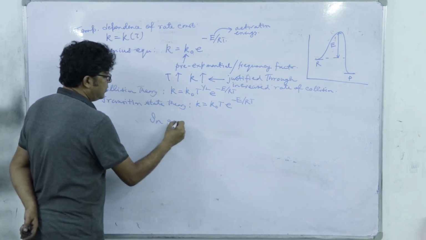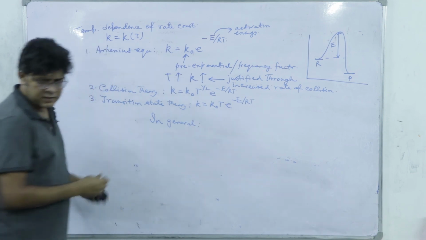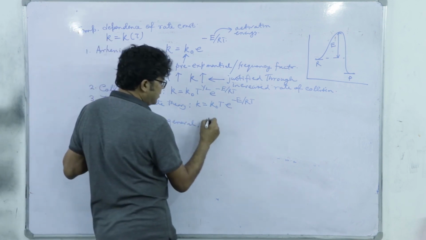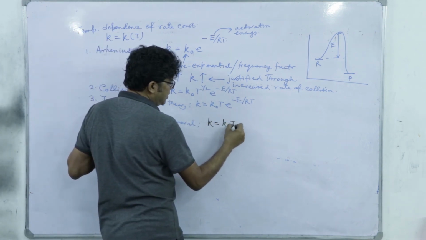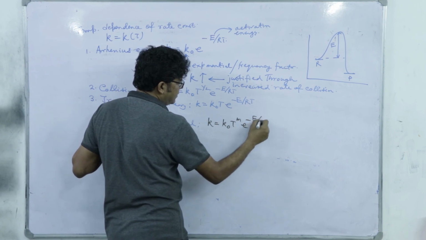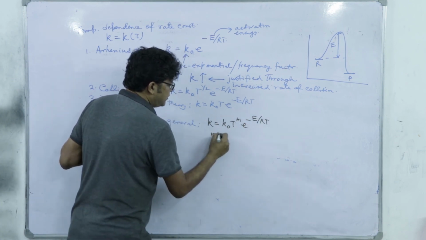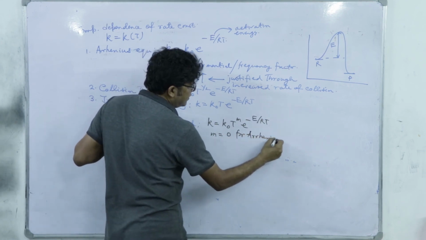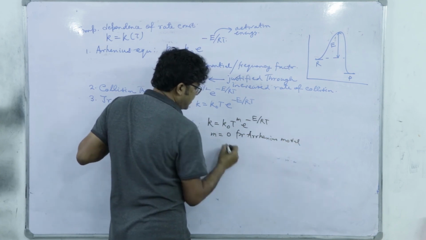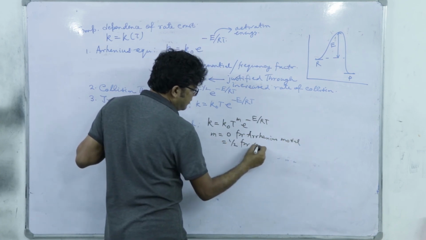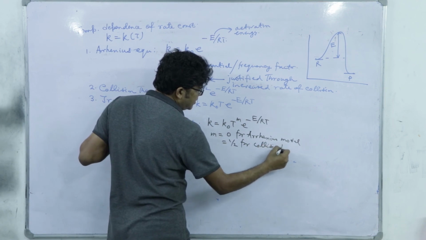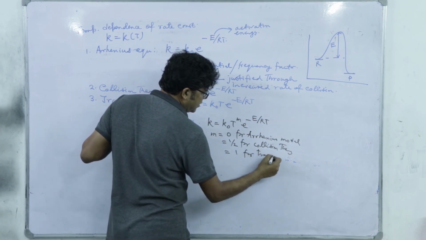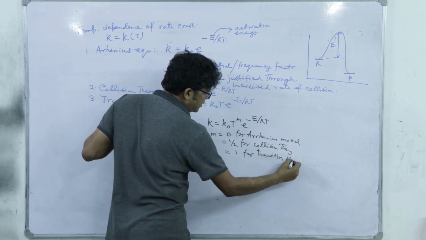In general, we will not go into the details of the theory of how they are derived, that is not our point. So, in general, K equal to K naught into T to the power m e to the power minus E by RT. So, m is 0 for the Arrhenius model, equal to half for collision theory, and equal to 1 for transition state theory.